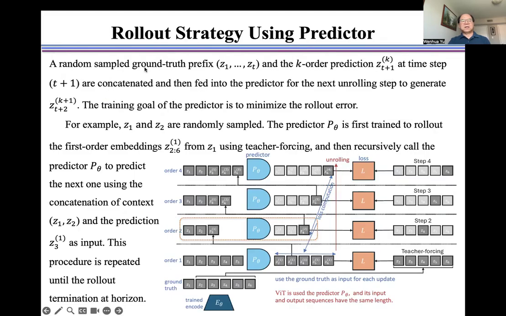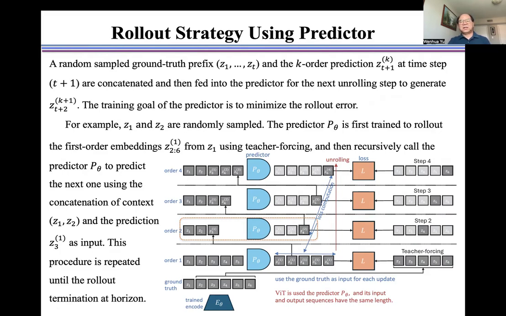A randomly sampled ground truth prefix, Z1 to Z T, and the K-order prediction Z T plus 1, K at time step T plus 1 are concatenated and then fed to the predictor for the next unrolling step to generate Z T plus 2, K plus 1. The training goal of the predictor is to minimize the rollout error, as shown here. This rollout will calculate the loss on the final state. For example, Z1 and Z2 are randomly sampled.